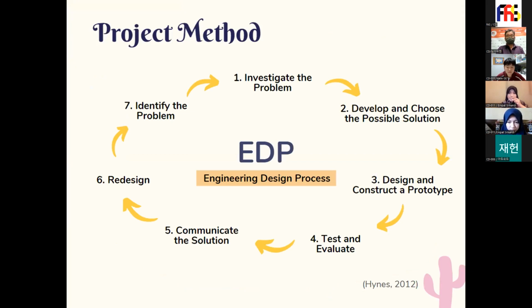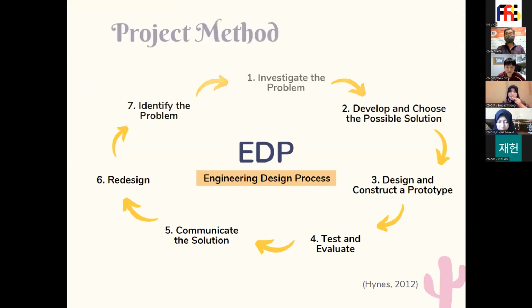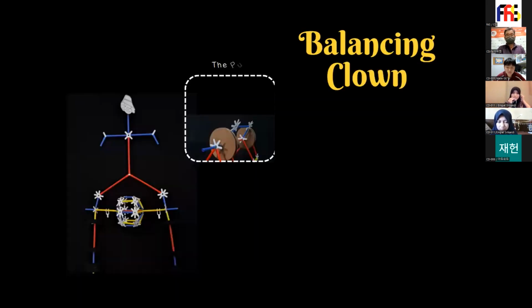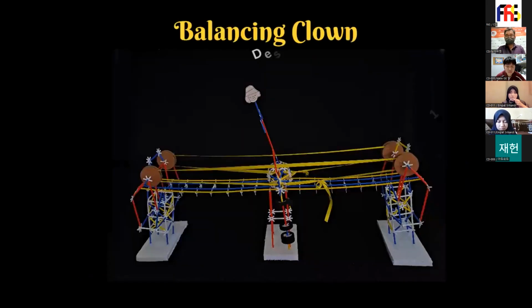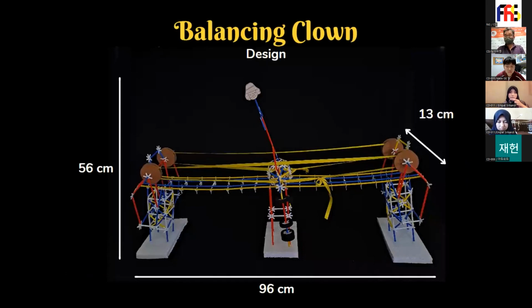Based on the problem in this story, the balancing clown was completed using the EDP, engineering design process, method with three main issues: motion, dimension, balance, and direction. The balancing clown has 5 main parts, namely tower, bridge, pulley, unicycle, and clown's body. It's like in this picture, and it is all made with a 4D frame. In the next slide, we can see that the balancing clown has dimensions as shown. We can see that the dimension has a length and width like that.